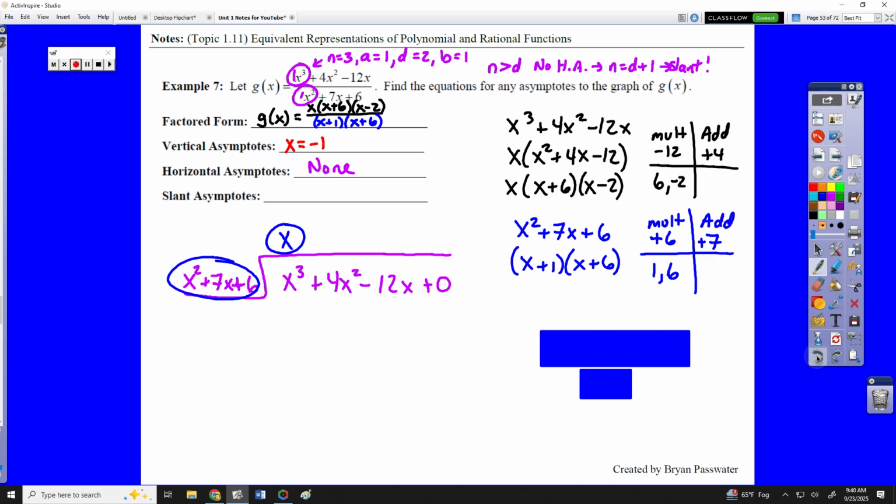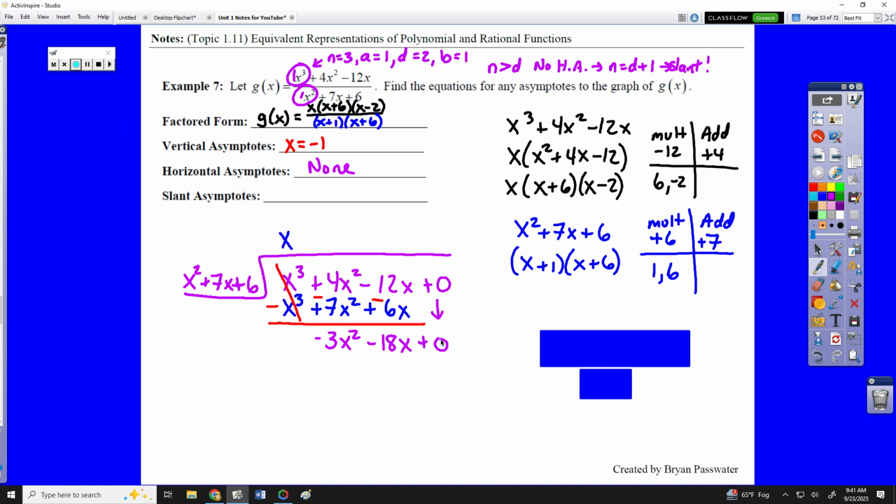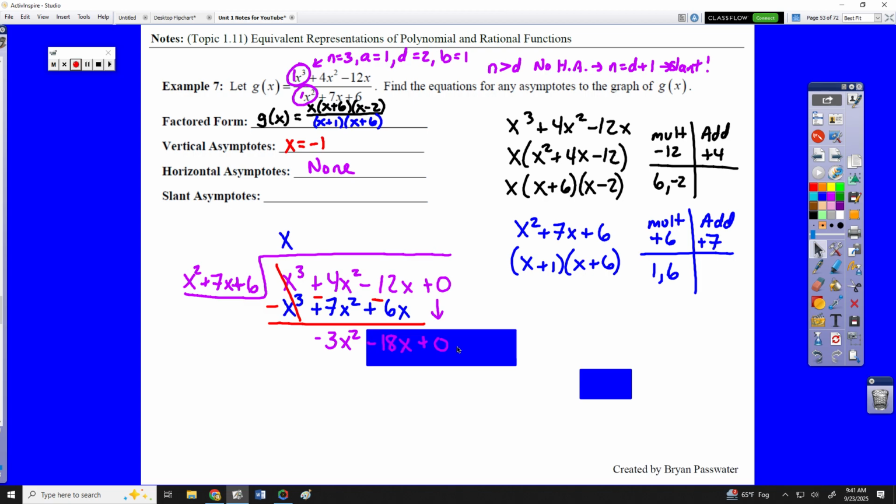Okay? So x times x squared is x cubed. x times 7x is 7x squared. x times 6 is 6x. Draw the line, change all of the signs. Add down, the x cubed should cancel, and it does, leaving us with negative 3x squared minus 18x. Bring down the 0, cover up those other terms, and start over.